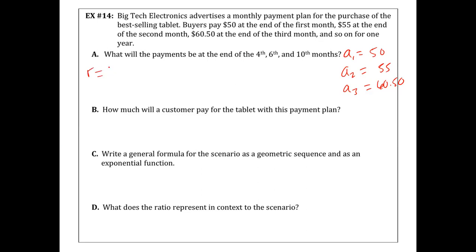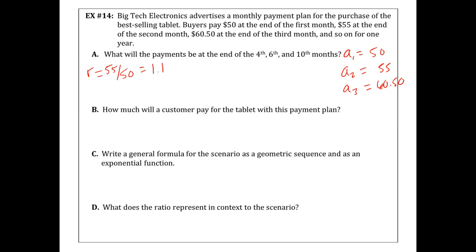So R is going to equal our second term, 55, divided by our first. So we have 55 divided by 50, and we get 1.1. So we all agree that our R is 1.1. Yes, because it's an exact decimal. It's not a repeating decimal. It's 1 1/10, right? If it was repeating, I think they want you to leave it as the fraction. But because it's an exact decimal, 1 1/10, we are good.